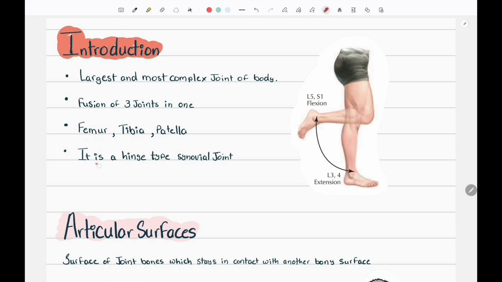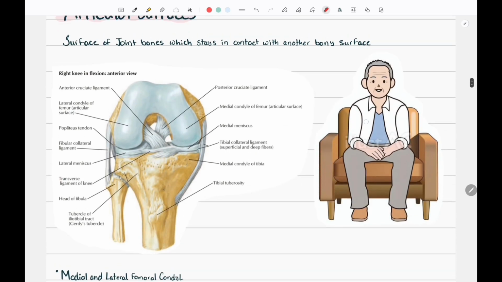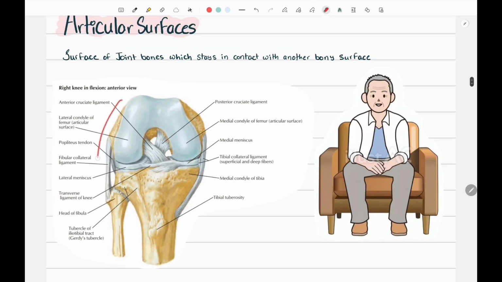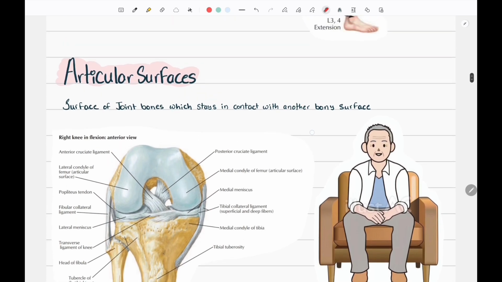The knee joint is a hinge type of synovial joint, that is, there is movement in only one direction, and synovial joint means the joint is surrounded by a fibrous capsule with a synovial lining. Showing you the synovial lining, if this is the joint, the whole joint is encapsulated in a synovial lining, therefore it is called a synovial joint.